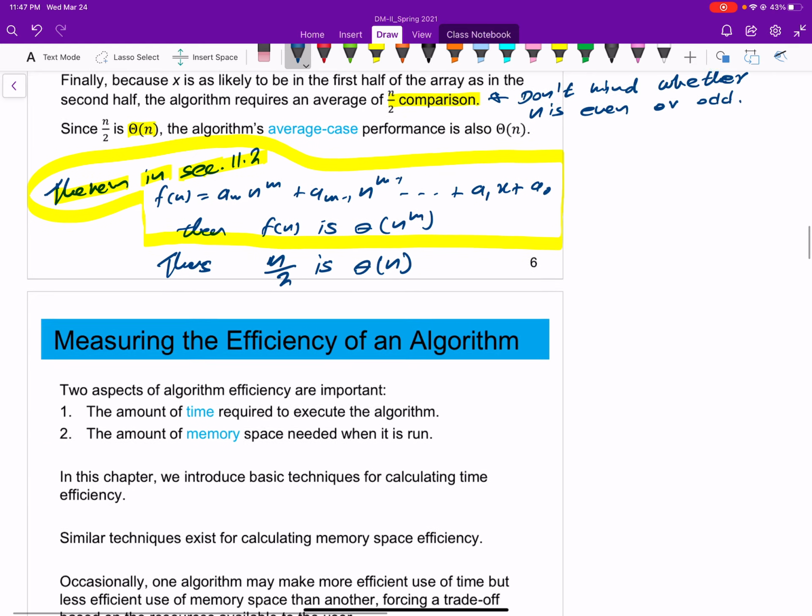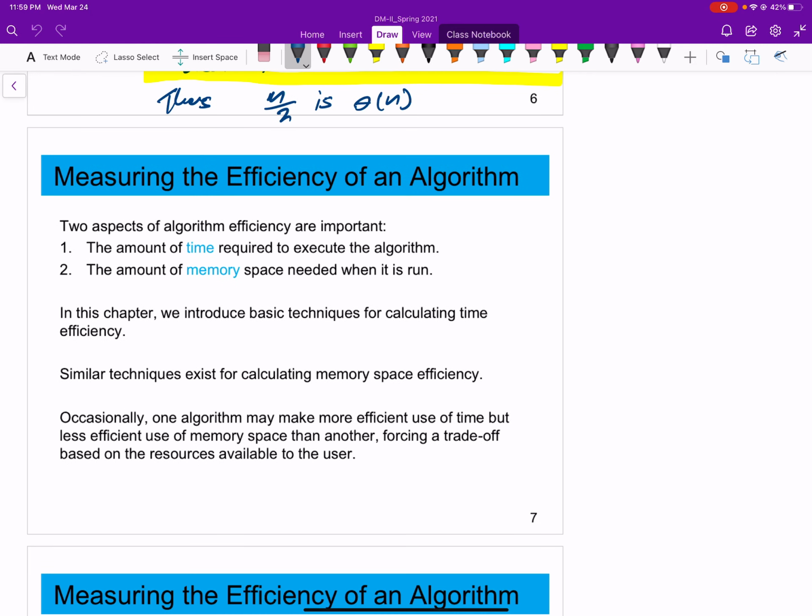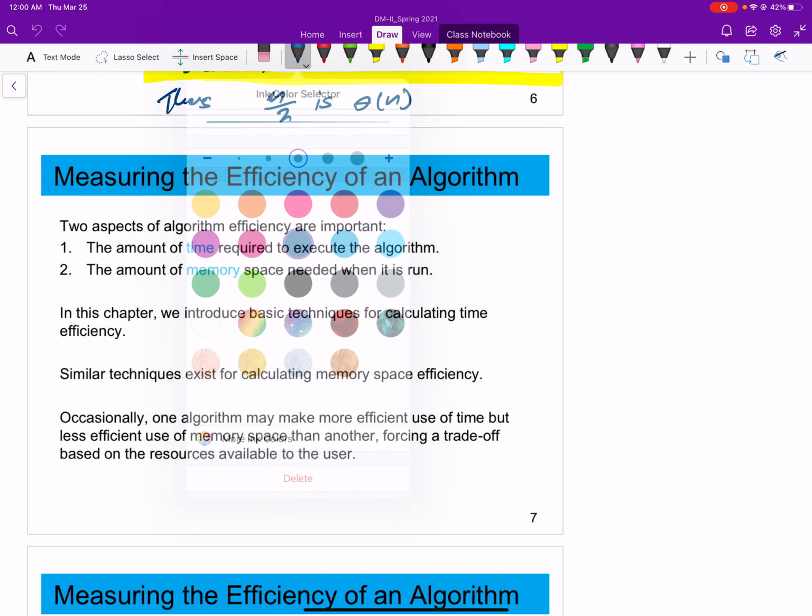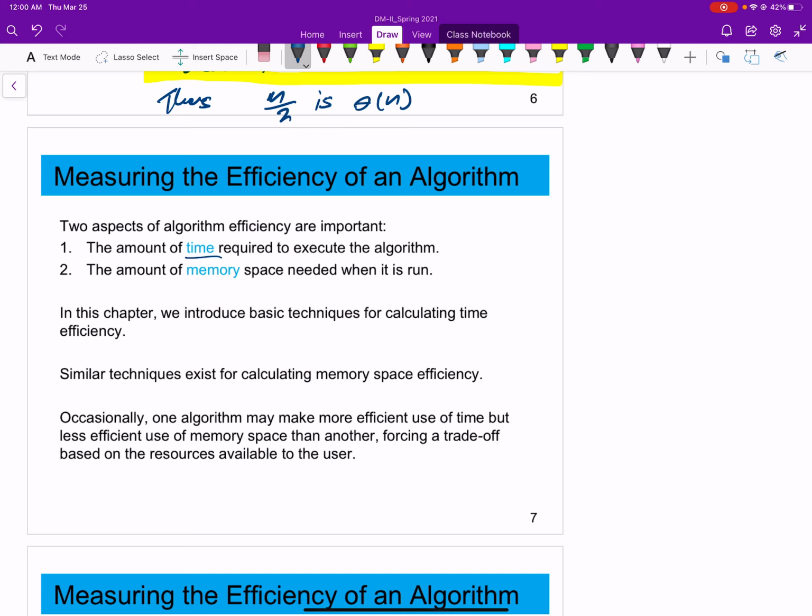Okay, so that's an easy example. Let's move to the next slide. There are two aspects of algorithm efficiency. Those are important. The first is the amount of time required to execute the algorithm. The next one is the amount of memory space needed when it is run. So there are the two most important aspects of algorithm efficiency.